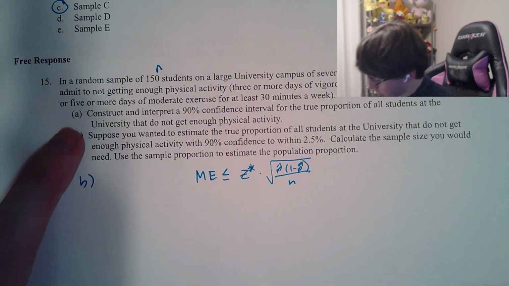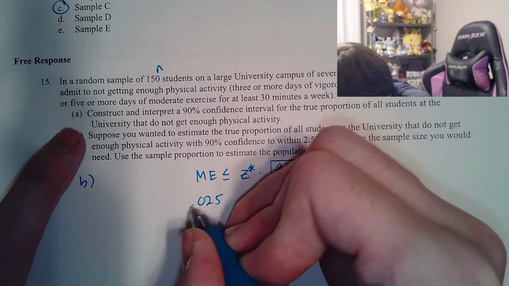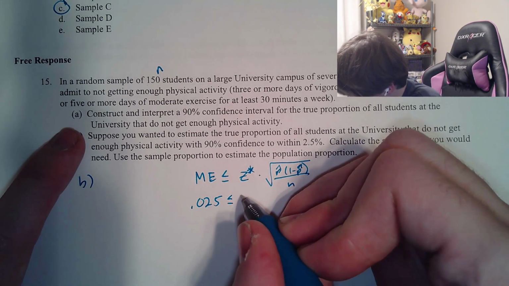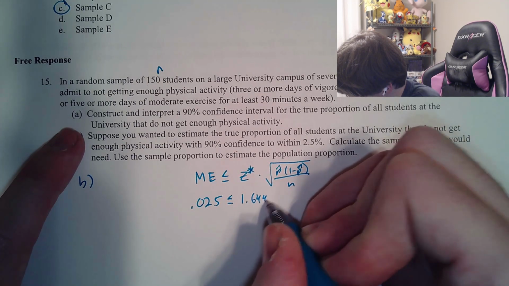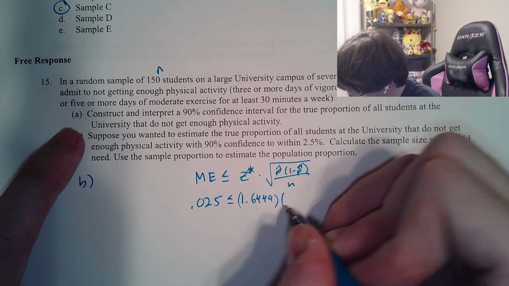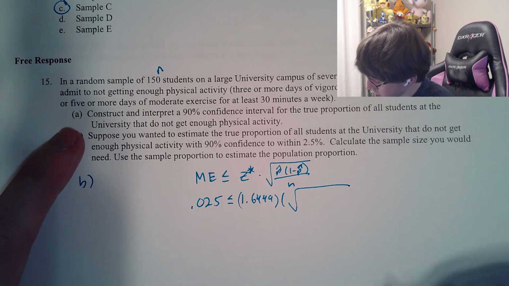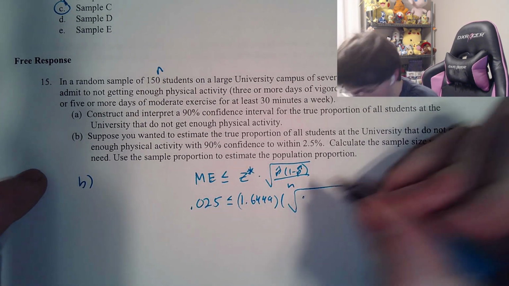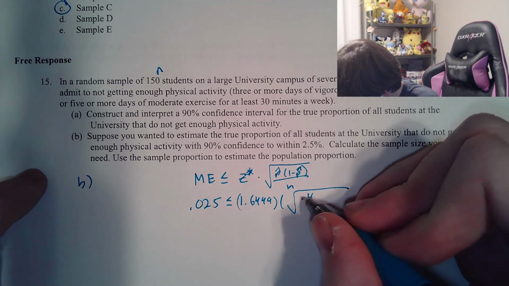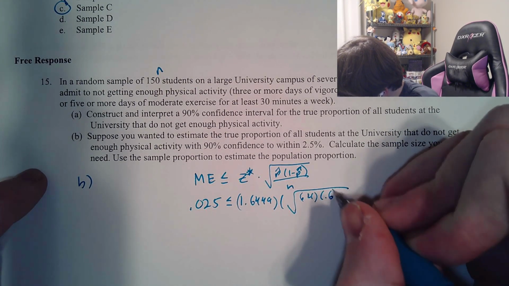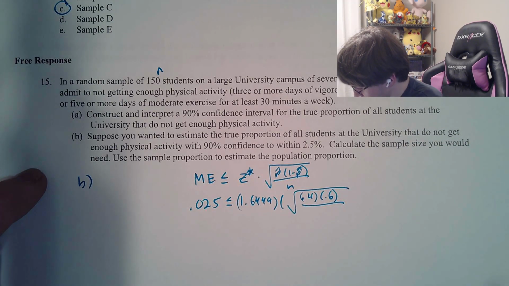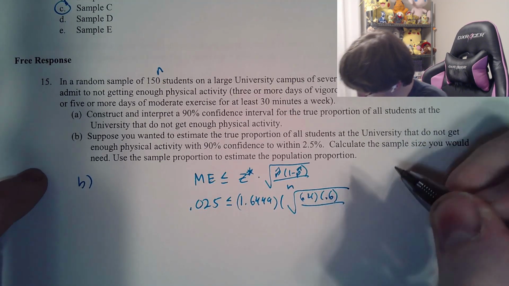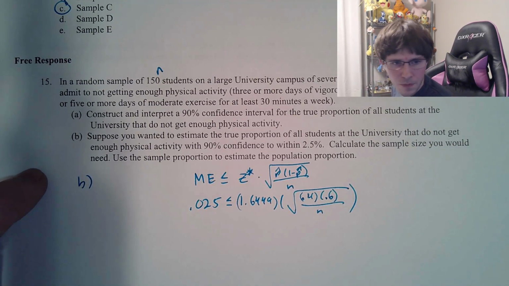And from there, we want this to be 0.025, because that's how you write 2.5%, less than or equal to. We already found z star earlier. That was 1.6449. And our p hat here, it tells us to use the sample proportion to estimate, so we don't use 0.5 like we normally do. We use 0.4 and 0.6. And it doesn't matter that those are flip-flopped. It actually should have been the other way around, but it literally doesn't matter. It's the same number when you multiply, by the commutative property.